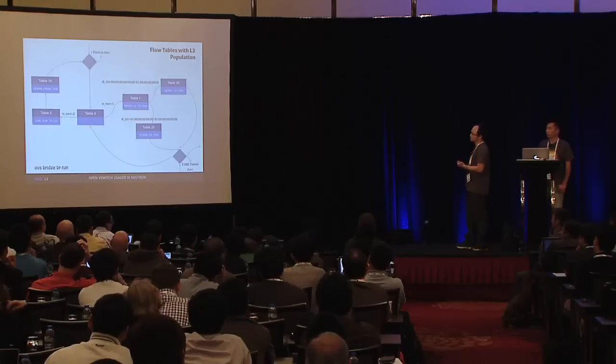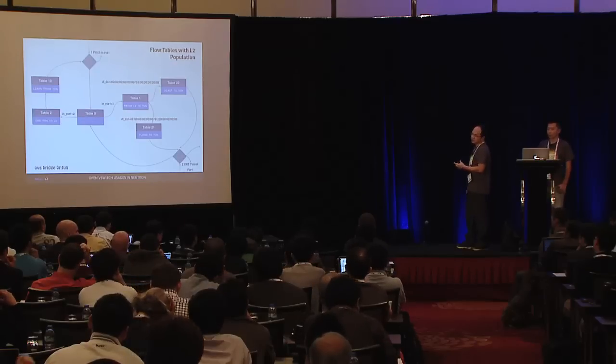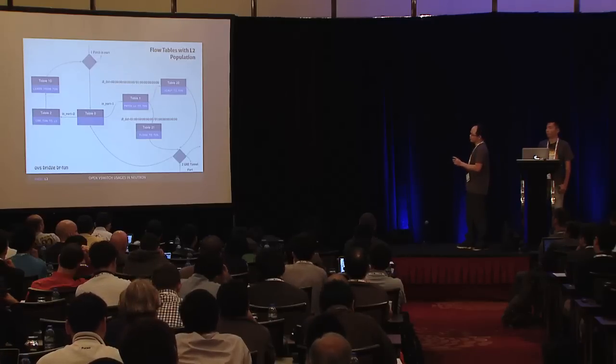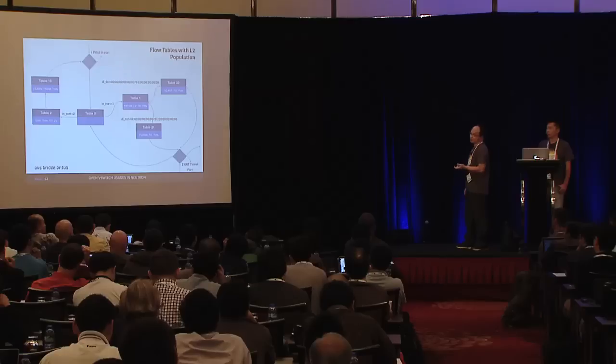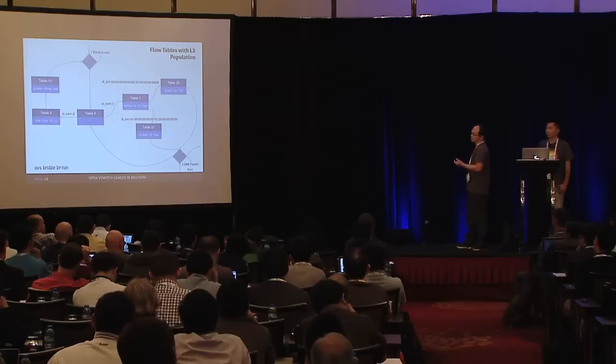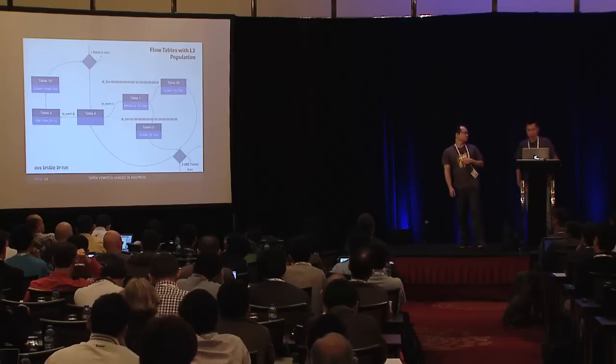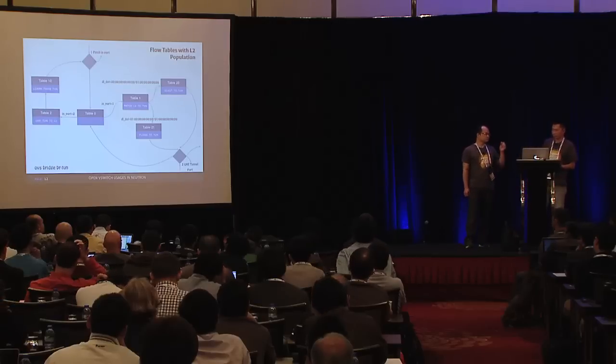So here, when the traffic is coming, the needed tunnel port will be created. So it is different from the previous release, the Grizzly release.